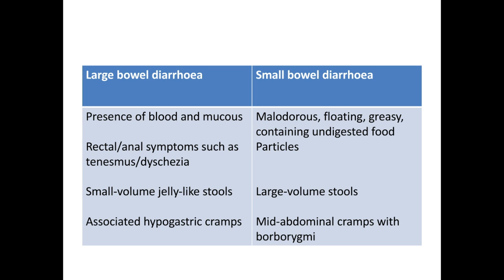In small bowel diarrhea, the stool will be floating, greasy, and containing undigested food particles. And usually, this small bowel diarrhea will be in large volumes. The pain will be situated over the mid-abdominal regions with borborygmi.